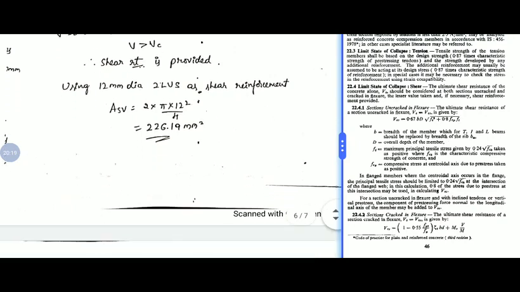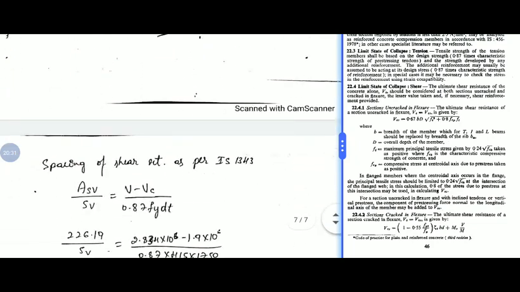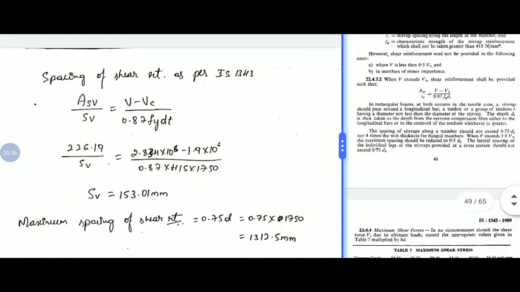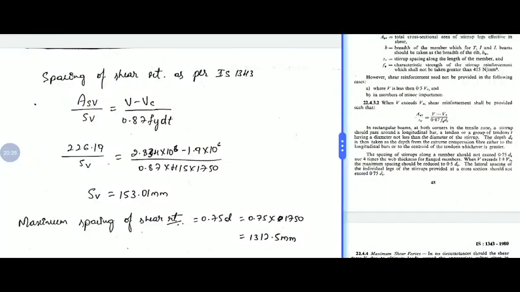So Asv, it is two-legged vertical stirrups and diameter, pi d square by 4. We get 226.19 mm square as the area of stirrups. For spacing, go to page number 48, clause 22.4.3.2. You have the equation, substitute the values, and you get the spacing 153.01 mm.